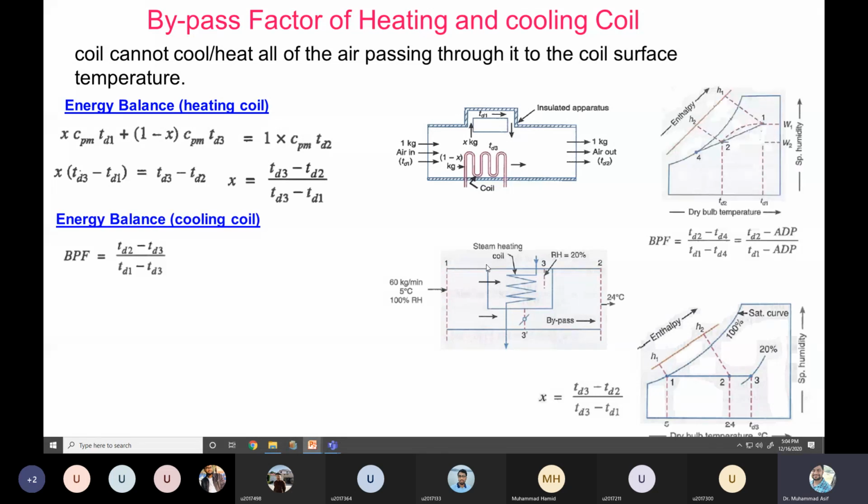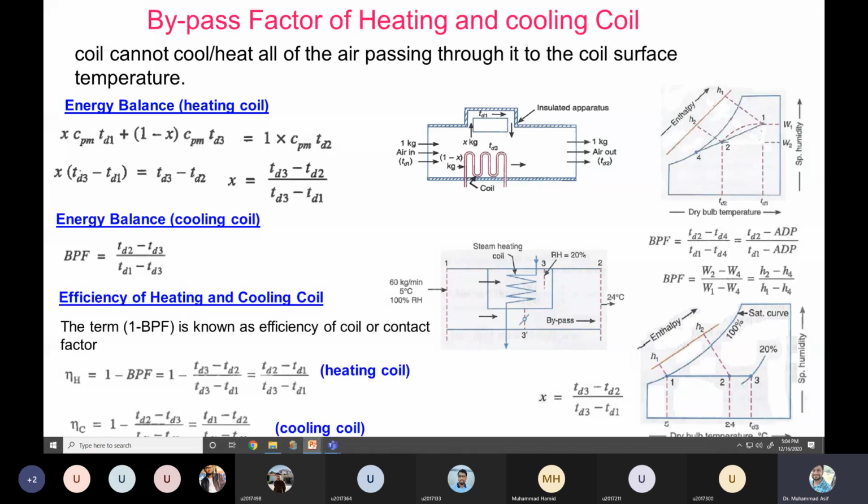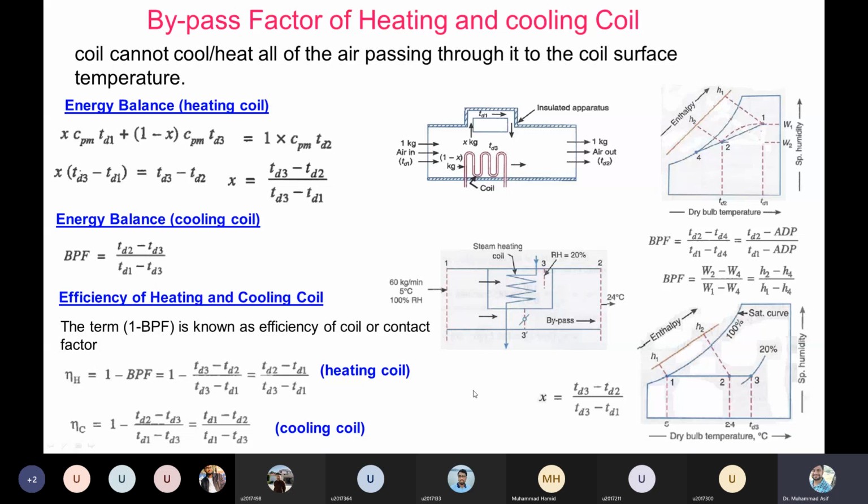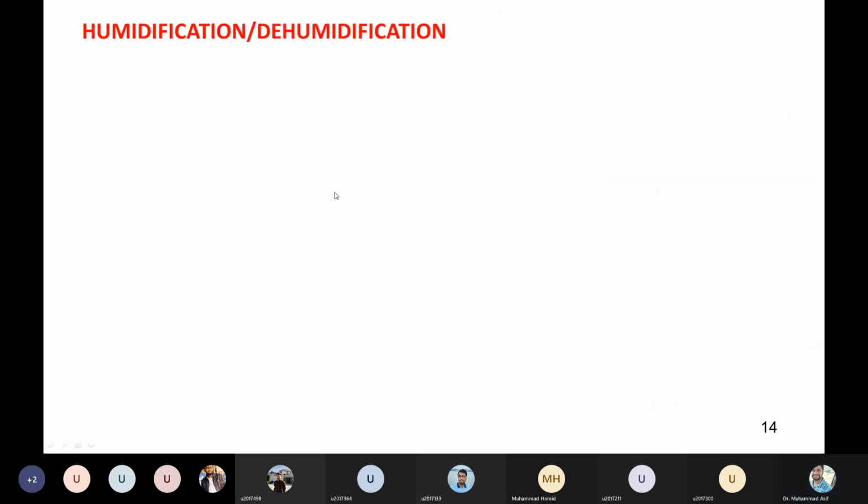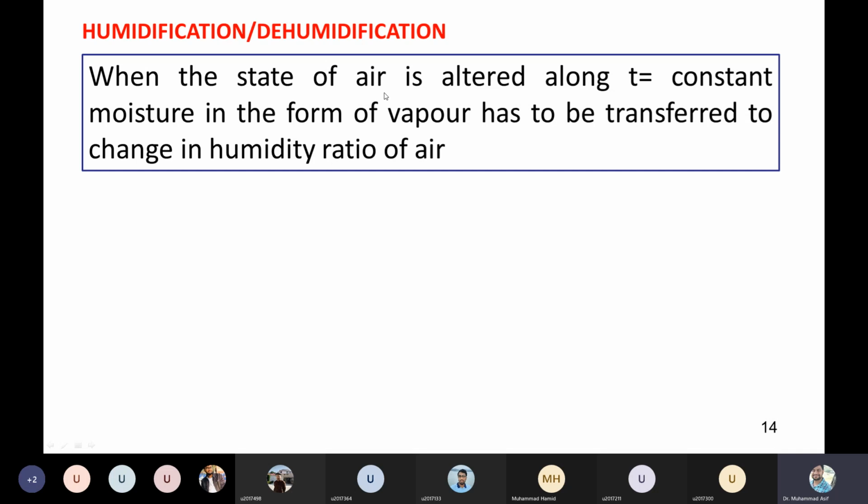So this is for the efficiency of the heating and cooling coil. And the next one is the humidification or dehumidification process. Humidification or dehumidification process means when the state of the air is altered along a constant temperature. I mean, the moisture in the form of vapor is transferred into the system or removed from the system. When this moisture is added, we call it humidification. When the moisture is removed, we call it the dehumidification process.